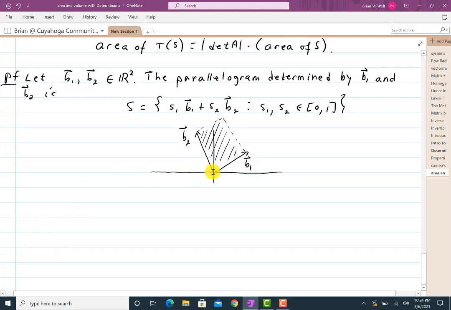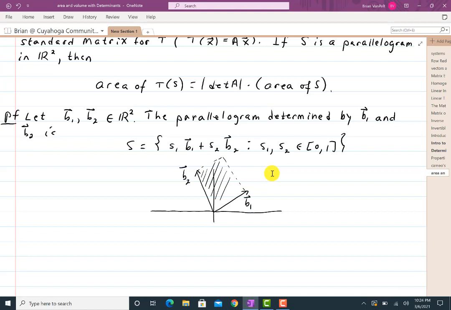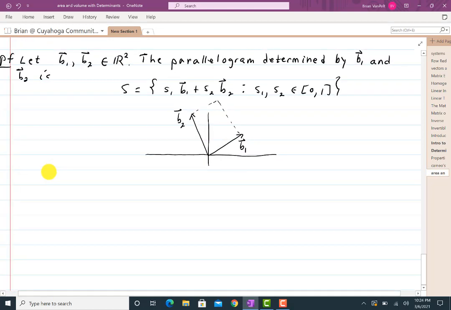Now, you don't get the interior of it. You just get, I probably shouldn't have put the interior in there. You only get the outer portion, but we do want the area inside of there. So anyways, this is what S looks like. So the area of S is the determinant of B1, B2.